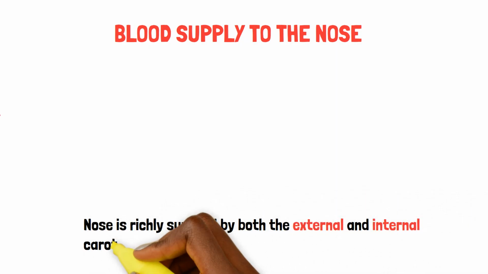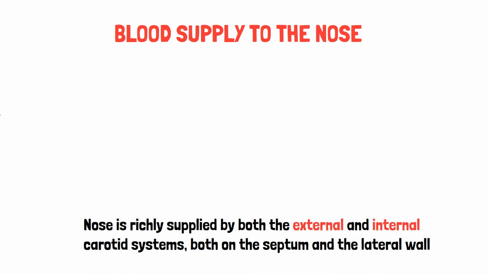Blood supply to the nose. The nose is richly supplied by both external and internal carotid systems, both on the septum and the lateral wall, as shown in the diagram.